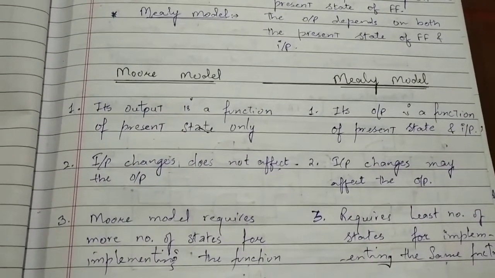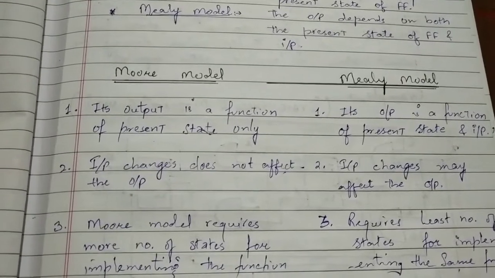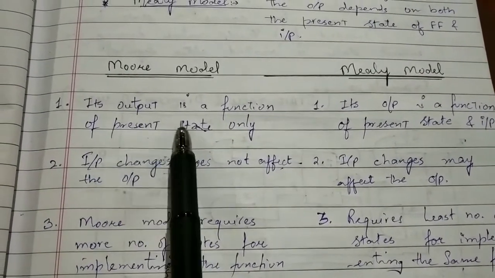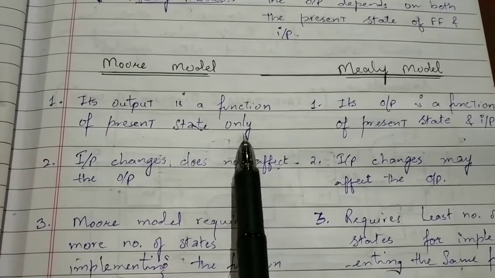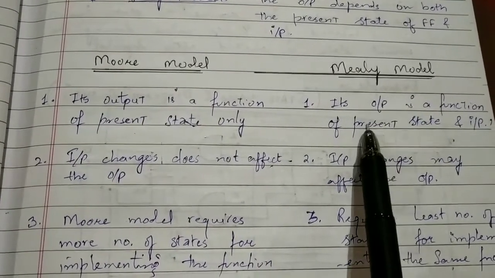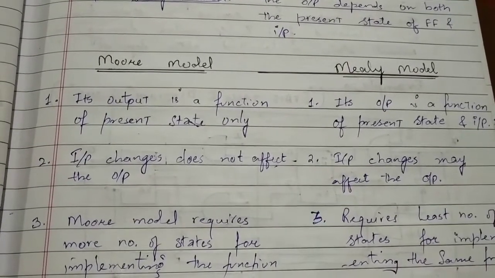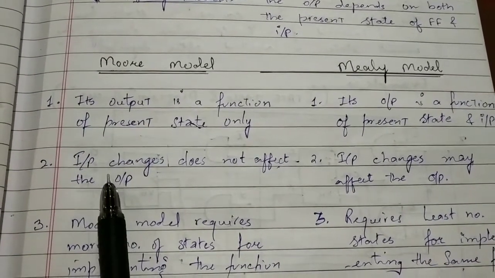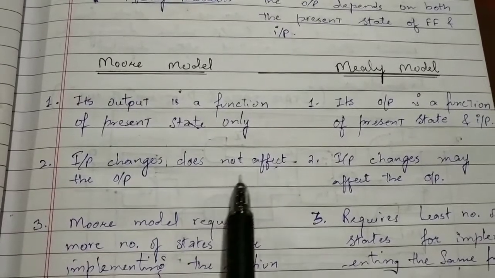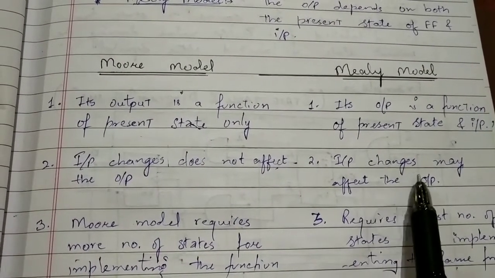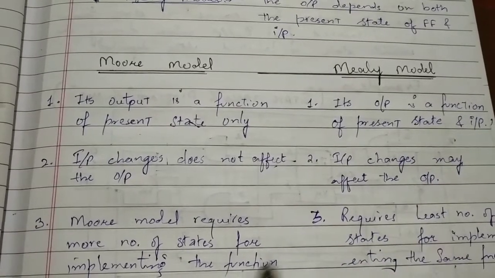Now let us distinguish between the Moore model and the Mealy model. In the Moore model, the output is a function of the present state only. In the Mealy model, the output is a function of the present state and the input of the flip-flop. In the Moore model, input change does not affect the output. In the Mealy model, input change may affect the output.